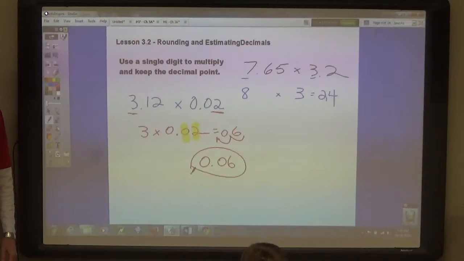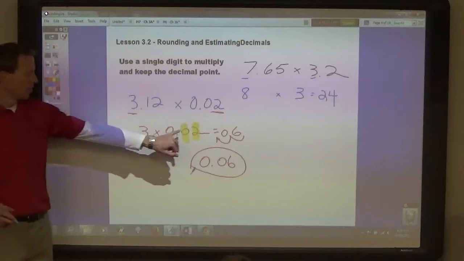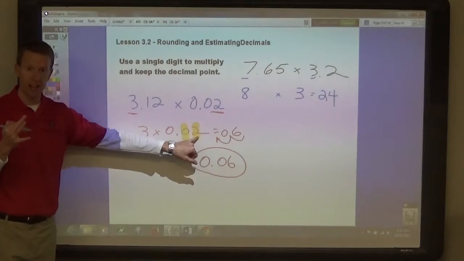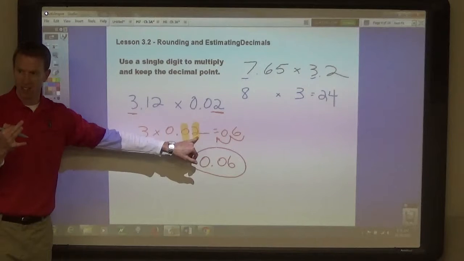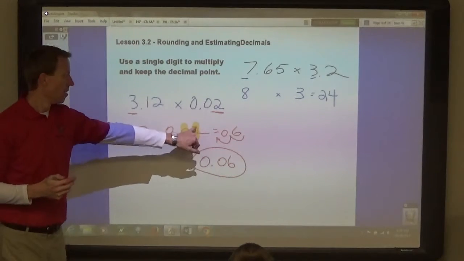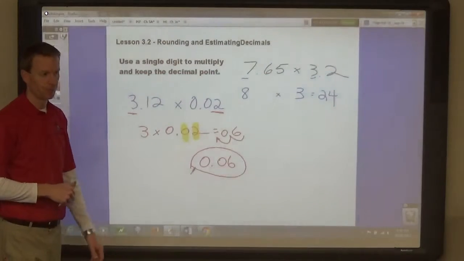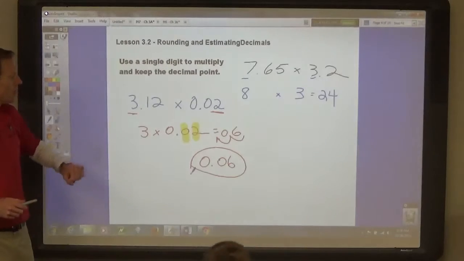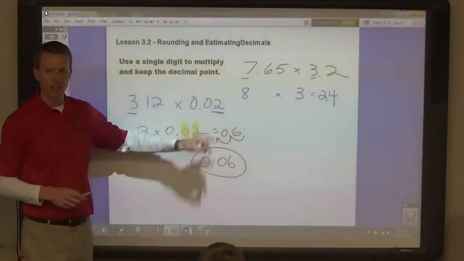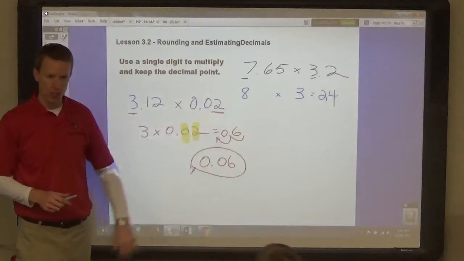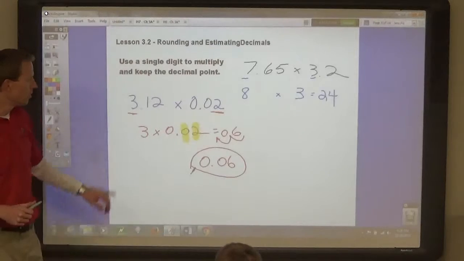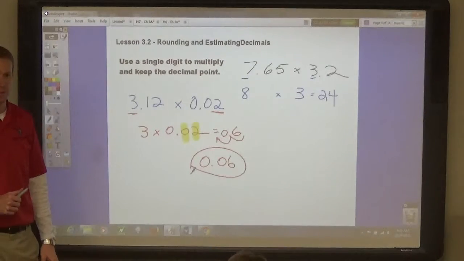3 times 0.02, 0.06. Or think of it, if we added 0.02 3 times, it would be 0.02, 0.04, 0.06. Okay? So you want to keep the decimal point when all the other numbers are 0. Keep this number and use it to multiply by the whole number. Okay?